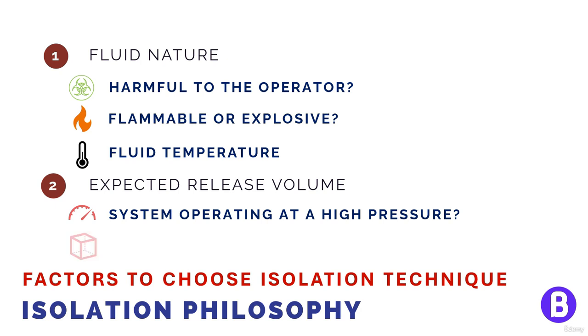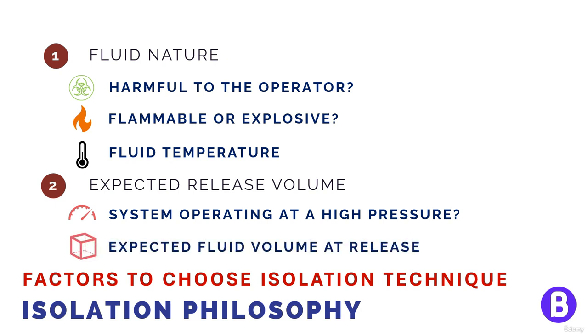If the pipe from which we need to isolate the system has a large size, this means that in case of release, there is a large fluid volume subject to release, which is an environmental issue. It may be even a safety issue when combining it with hazardous fluid. In this case, we may also need a positive isolation. So the expected release volume is also an important factor to be considered here.